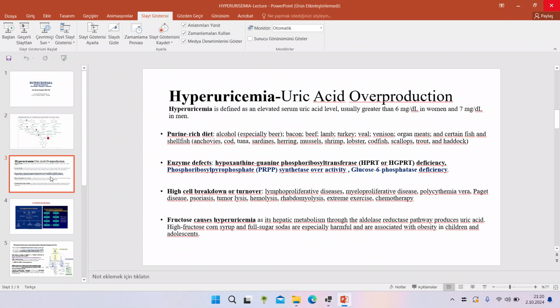Hyperuricemia is defined as an elevated blood uric acid level, usually greater than 6 milligram per deciliter in women and 7 milligram per deciliter in men. There are a lot of reasons or factors for uric acid overproduction. For example, purine rich diet, enzyme defects, high cell breakdown or turnover, fructose also causes hyperuricemia.